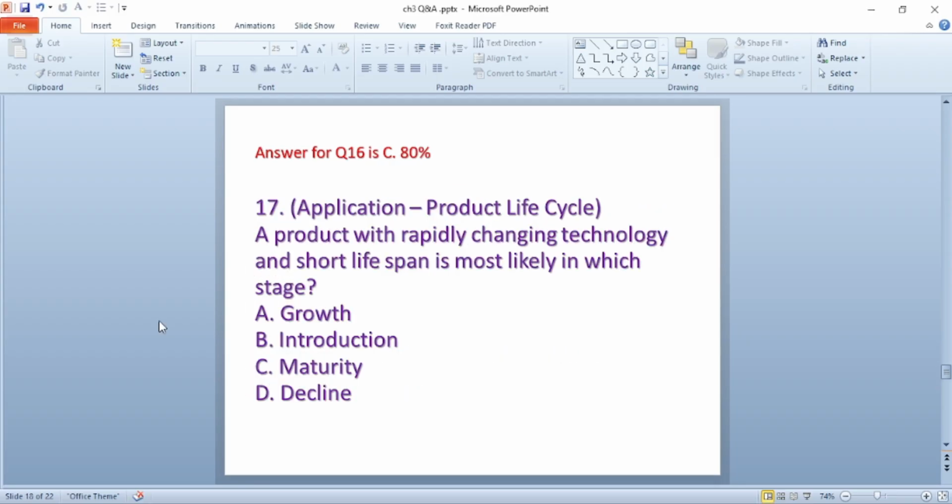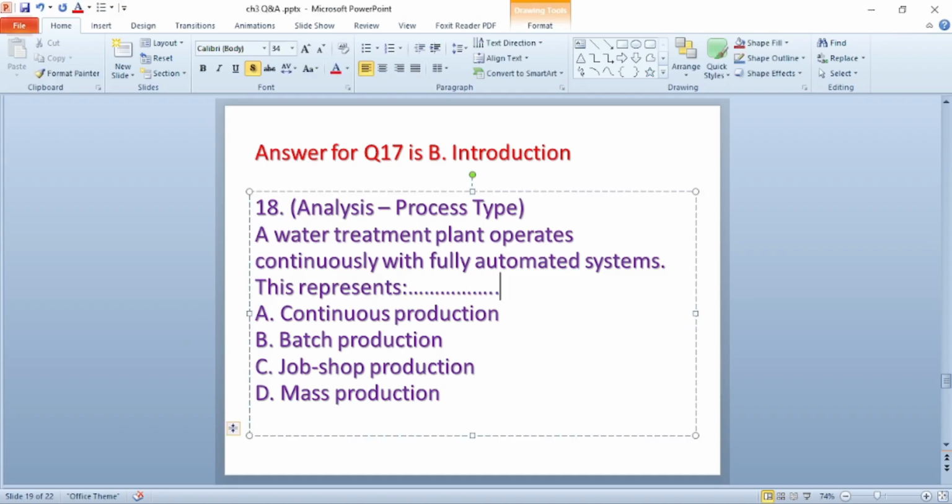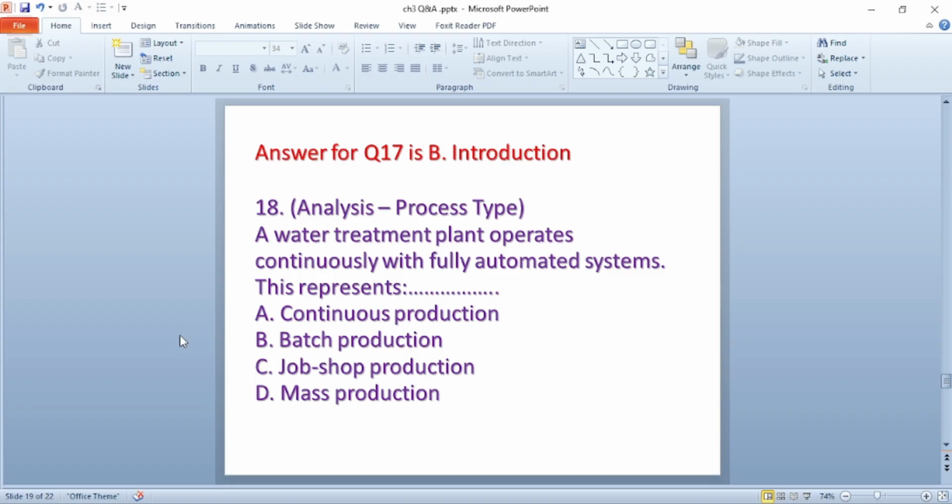Question number 17. A product with rapidly changing technology and short lifetime is most likely in which stage? A. Growth. B. Introduction. C. Maturity. D. Decline. The answer for this question is B. Introduction. Question number 18. A water treatment plant operates continuously with a fully automated system. This represents dash. A. Continuous production. B. Batch production. C. Job shop production. D. Mass production. The answer for this question is A.